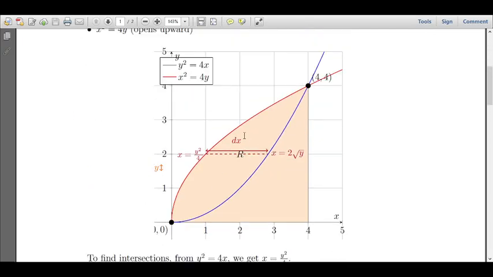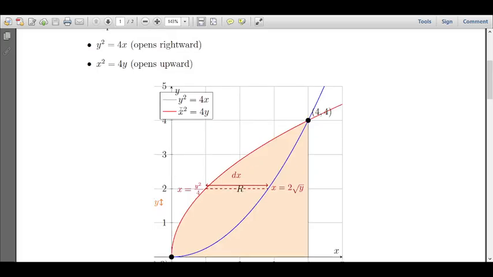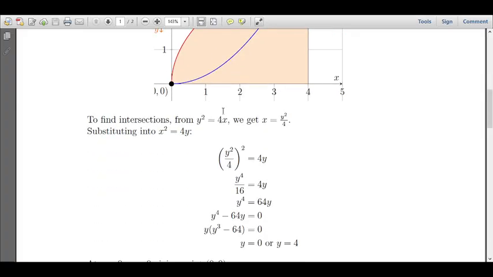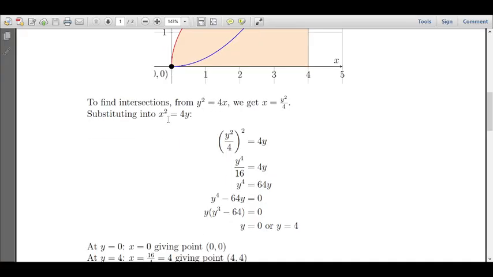Since our region is bounded by more than one curve, because we have two curves, it must have intersection points. So how to find the intersection points? Since we have two curves, y square equal to 4x and x square equal to 4y, from this expression, express one variable in terms of the other variable. Since here from first equation x equal to y square by 4, now substitute this x equal to y square by 4 in the second equation, x square equal to 4y. So this is x square means y square by 4 whole square equal to 4y.